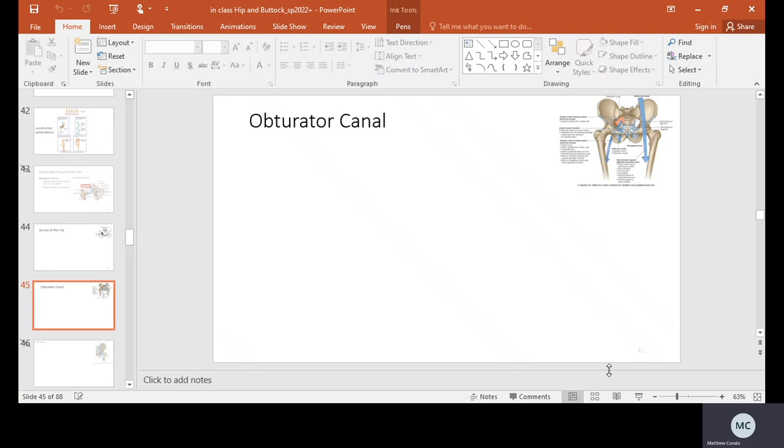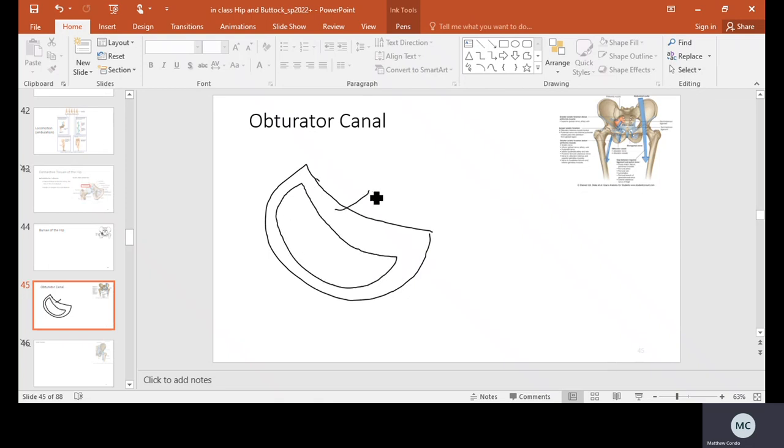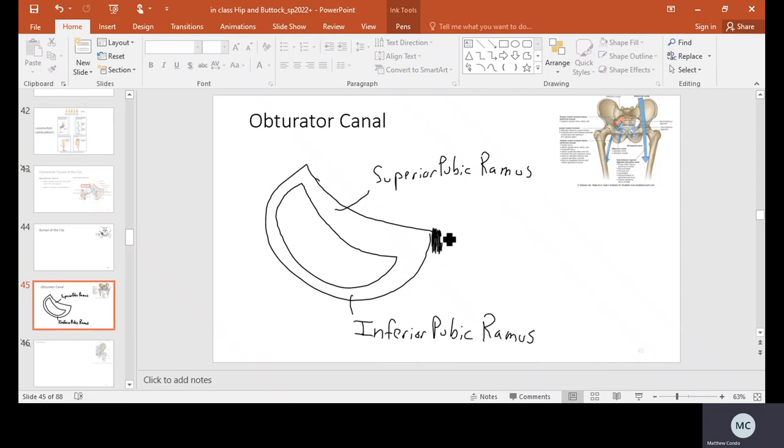So one of the things I wanted to cover was the obturator canal and what it really is. What we're going to draw in here is the pubic ramus and the obturator foramen. This being my superior pubic ramus, obviously down here is my inferior pubic ramus, and this area here that I'm darkening in will be my pubic symphysis.